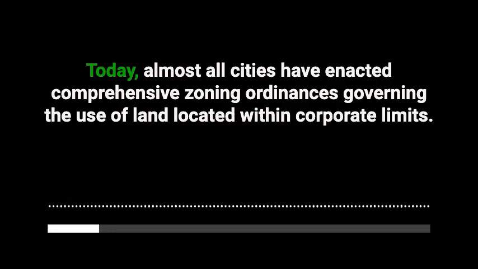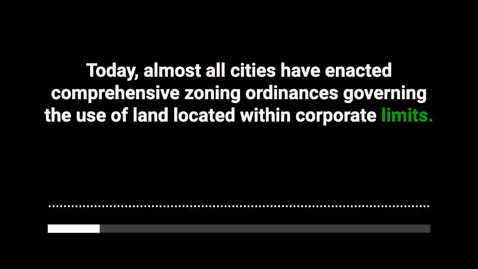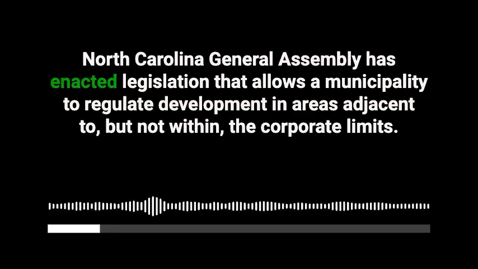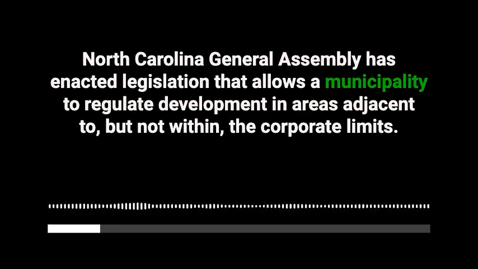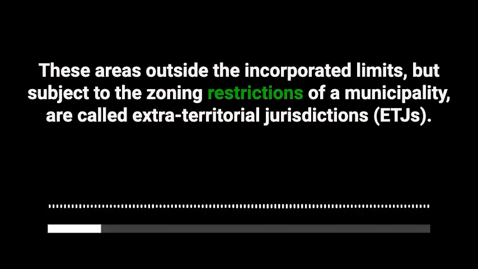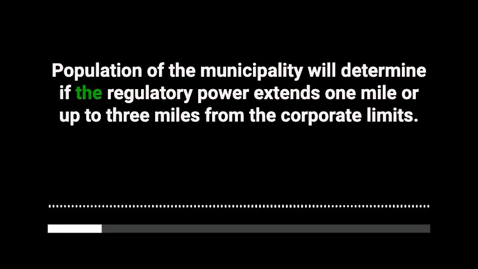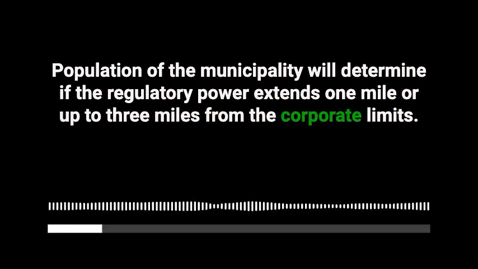Zoning ordinances. Today, almost all cities have enacted comprehensive zoning ordinances governing the use of land located within corporate limits. North Carolina General Assembly has enacted legislation that allows a municipality to regulate development in areas adjacent to, but not within, the corporate limits. These areas outside the incorporated limits, but subject to the zoning restrictions of a municipality, are called extraterritorial jurisdictions. Population of the municipality will determine if the regulatory power extends 1 mile or up to 3 miles from the corporate limits.